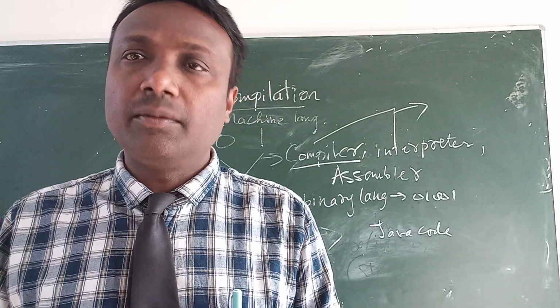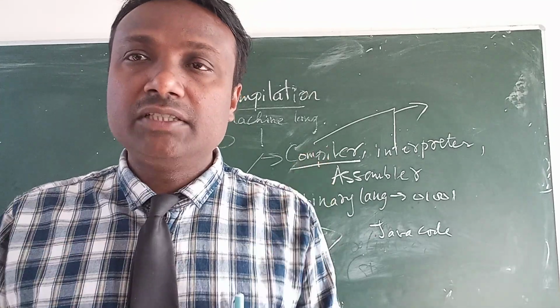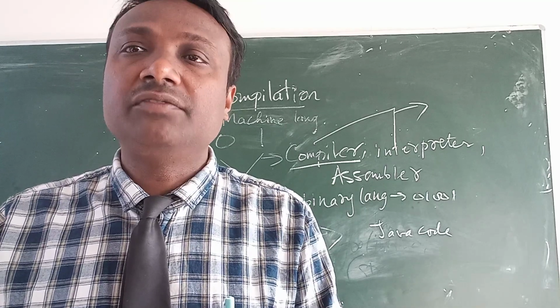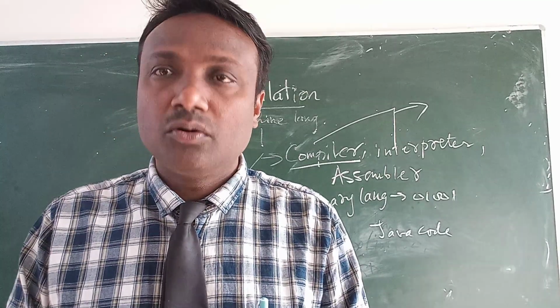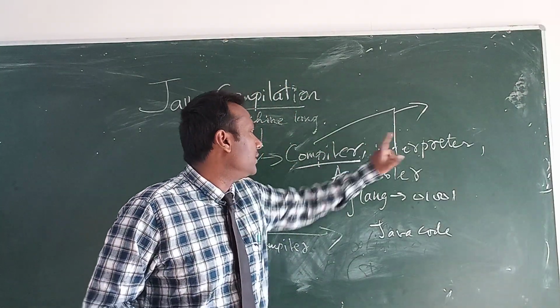Whereas the compiler will check all the 10 errors and display them all at once before you, saying that in these lines there are 10 errors, please check. Then I will proceed further. Then I will convert your source program into machine code. This is the work of the compiler, the difference between compiler and interpreter.